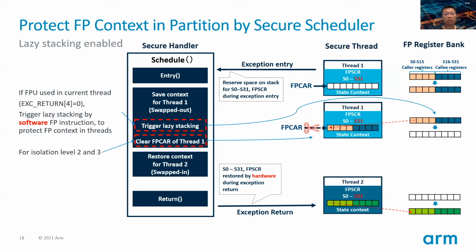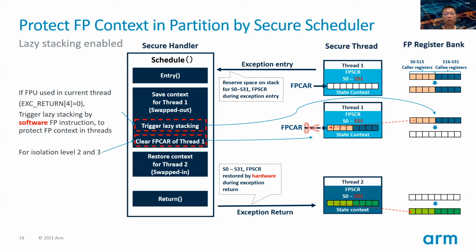If lazy stacking is enabled, during the PendSV entry in the secure scheduler, PendSV only reserves space for the FP registers on the current thread stack memory. Then it checks whether the FPU is used in the current thread. If FP context is active, it triggers the lazy stacking with one simple FP instruction. Then the CPU state is stored and the FP registers are stacked on the current thread memory.